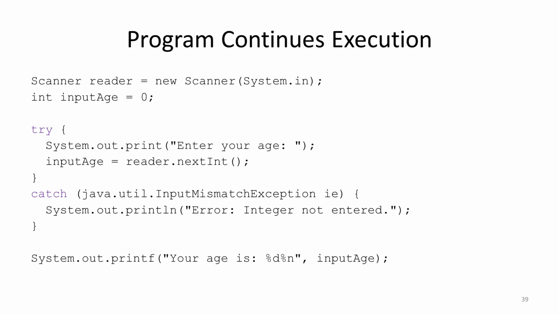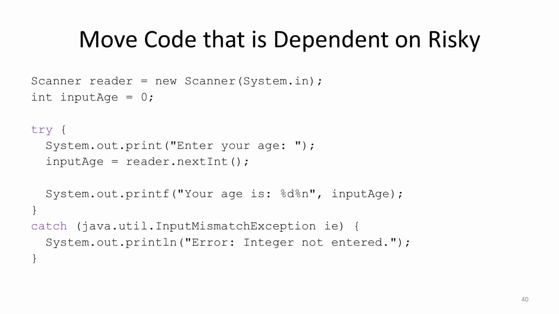So what we're going to do is move that line also inside the try, because that line is actually dependent on the risky code. It's dependent on the program actually retrieving an integer. But if there is something wrong with the integer, we don't want to output this message. So we will put it inside the try, and it'll look like this. The your age is line will only execute if the program successfully retrieved an integer from the user.